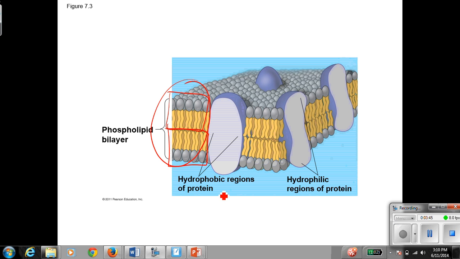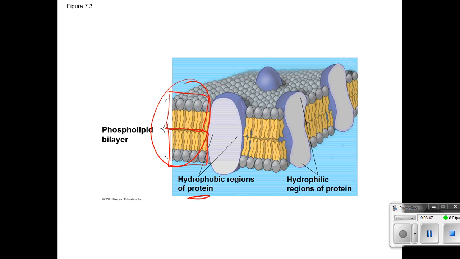And then these are proteins that are embedded in that membrane, and that is for transport. It allows things to go in and out. Some of these proteins actually span the entire membrane, and then there'll be some that actually sit on the surface of the membrane that don't actually span the whole thing.